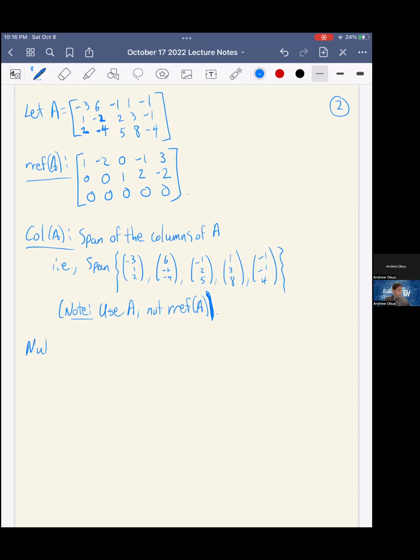So the null space of A requires a little bit more work. Well, for the null space of A, what we're trying to do is figure out all of the solutions to AX equals 0. So we're going to solve AX equals 0, and we're going to write the solutions in parametric form. Okay, so that's the idea. So this is where we're going to use the row-reduced echelon form of A, right? We know what it is. We wrote it down. Okay, so the augmented matrix.